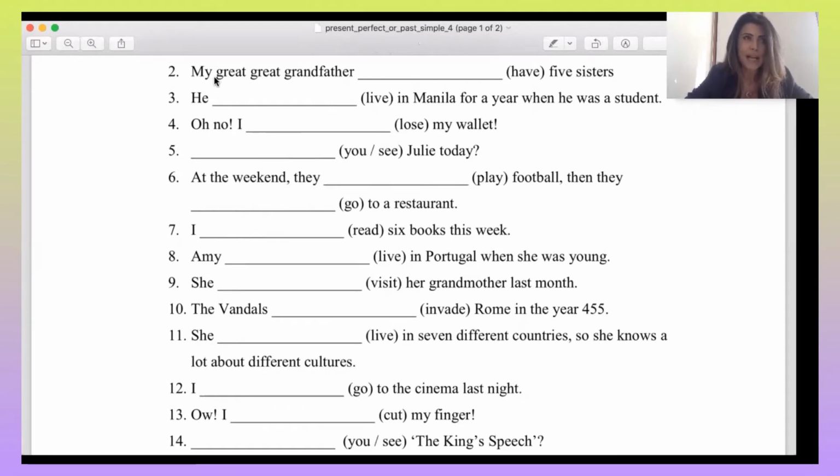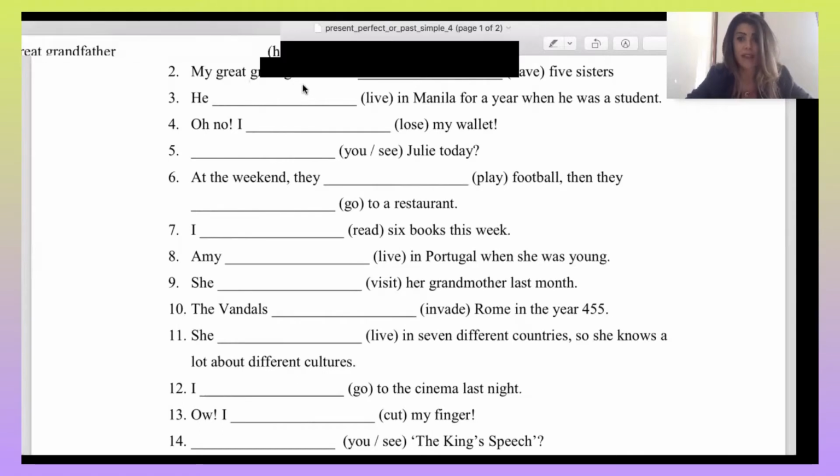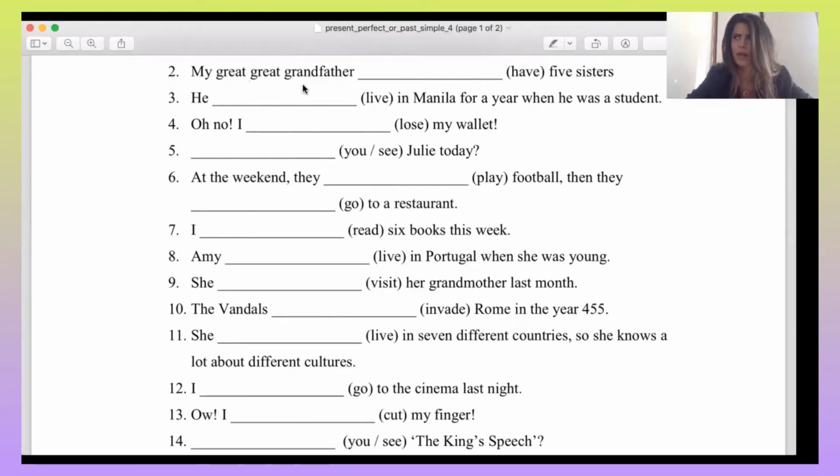So here, the first one, my great-great-great-grandfather. Okay, that is someone that probably died a long time ago. 5 sisters. Okay, so this person is not alive, so I'm gonna use the simple past for sure. Okay, so my great-grandfather had, sorry, this is not clear enough. Let's have it a bit bigger, format. So here, had 5 sisters, okay?